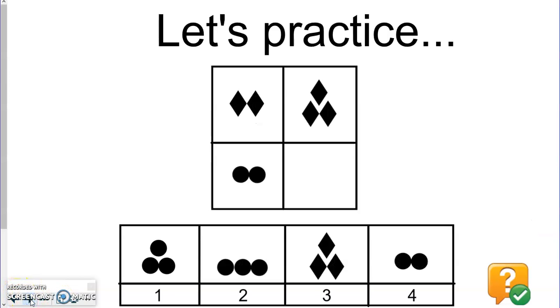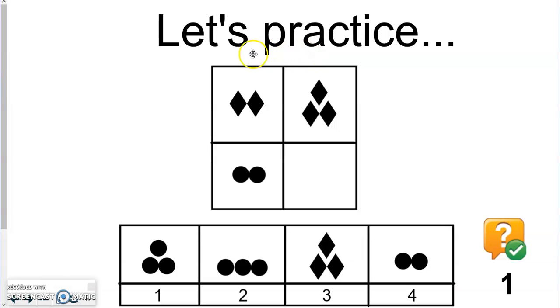Okay, let's practice again. So take a look at figure 1 and take a look at figure 2. Think about how figure 1 changes to become figure 2. And then take a look at figure 3 and our answer choices and show me with your fingers 1, 2, 3, or 4 which one will correctly complete the analogy. All right, the answer to this one is 1.